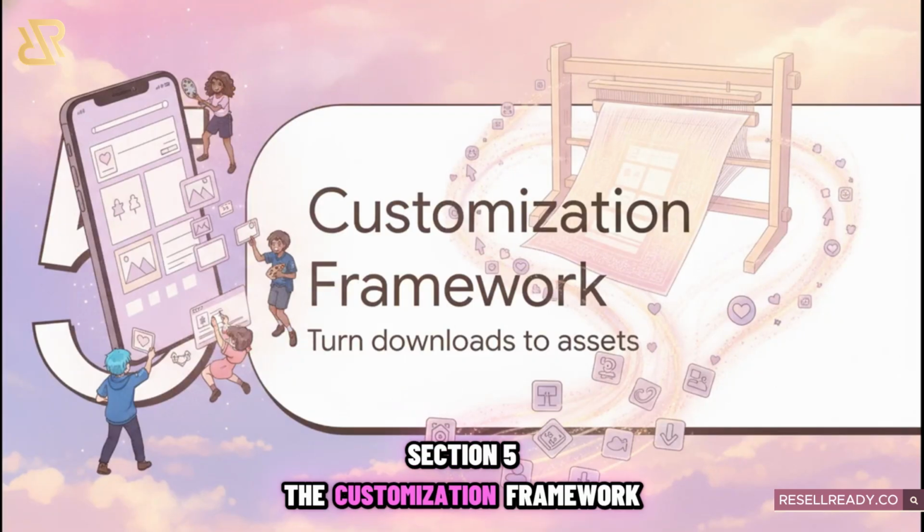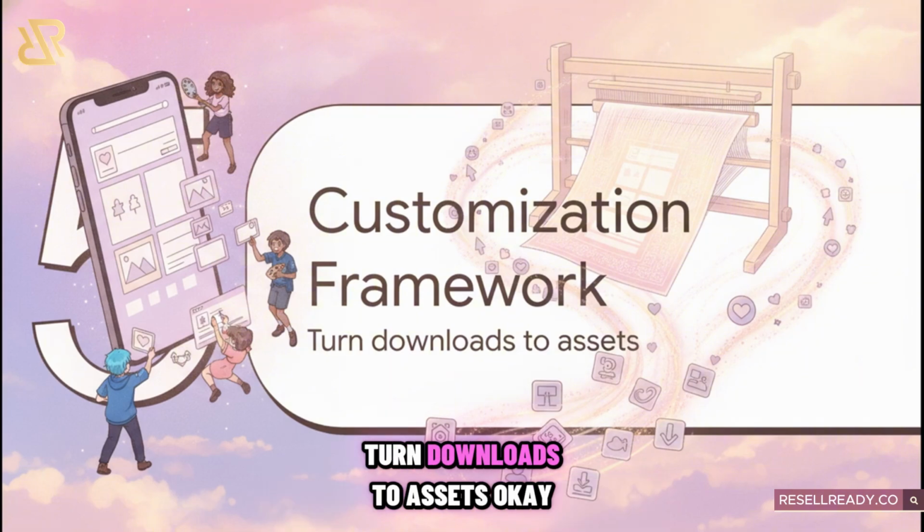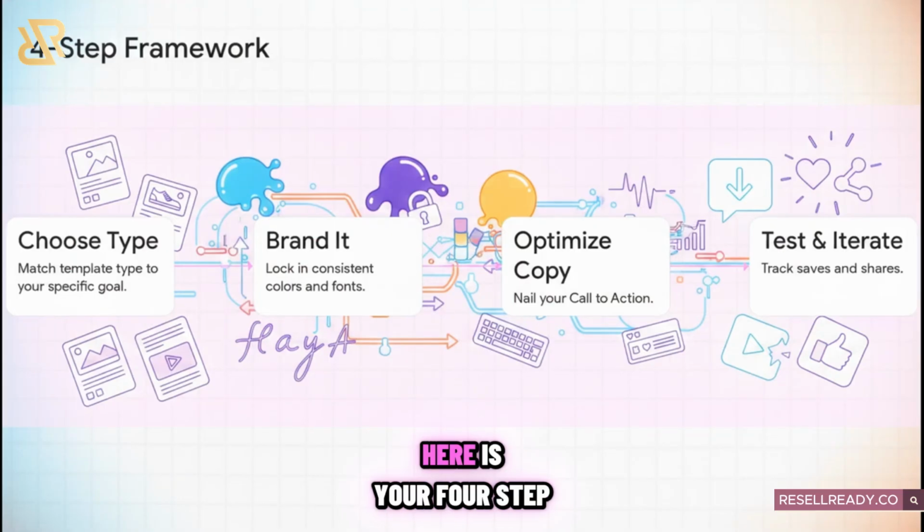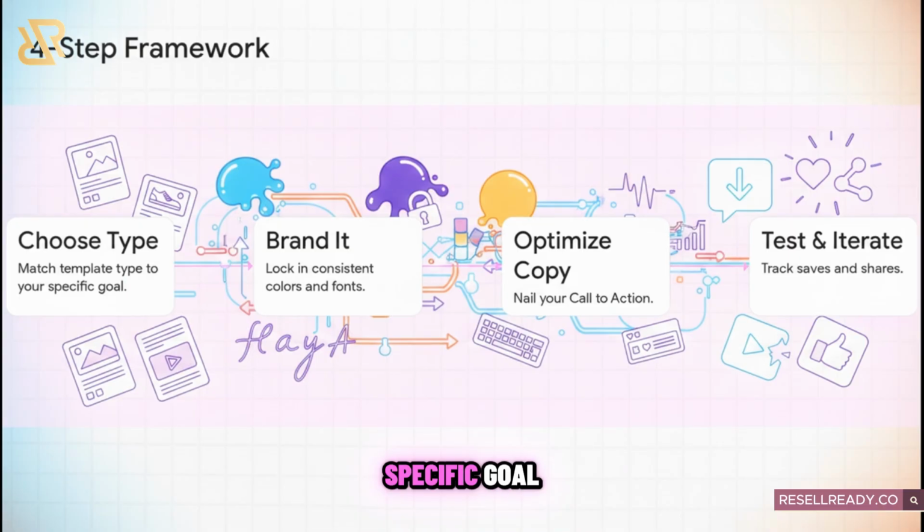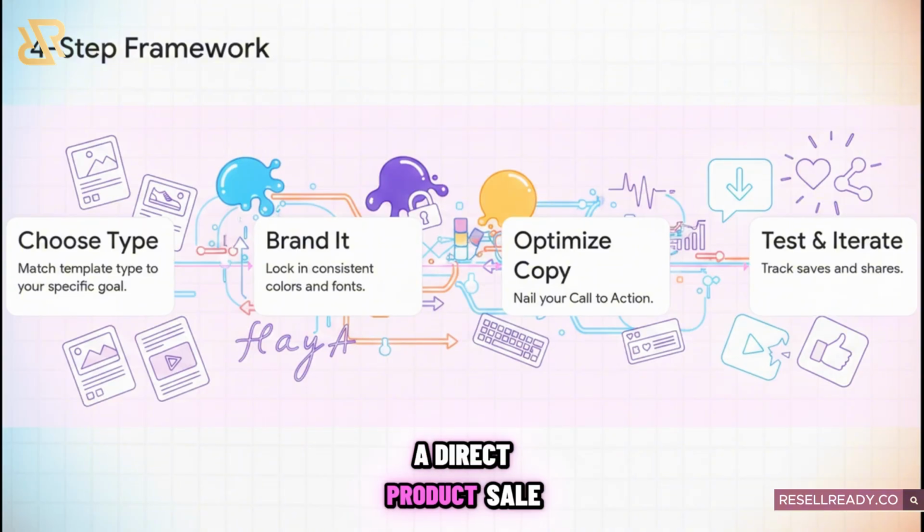Section 5, the customization framework. Turn downloads to assets. Okay, here is your 4-step framework blueprint to pull it all together. Step 1. Match the template type to your specific goal. Like, don't use a long educational carousel if you really just need a direct product sale.